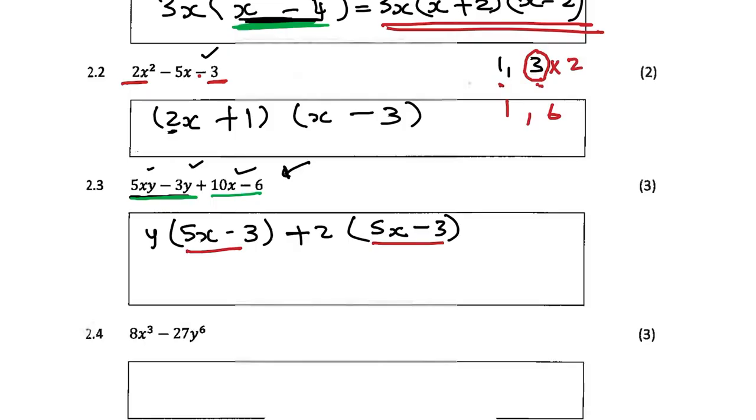So we are going to take it out as a common factor, 5x minus 3. And then we open the bracket. You remember we cancel out. We say this thing divided by that. And then the 5x minus 3 will cancel out. And we will be left with y.